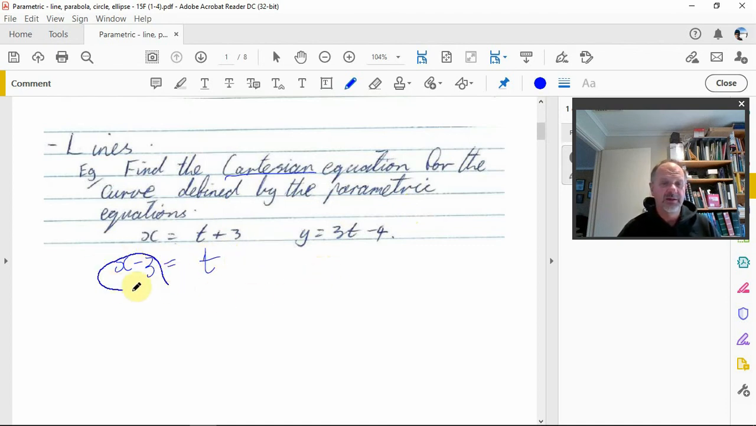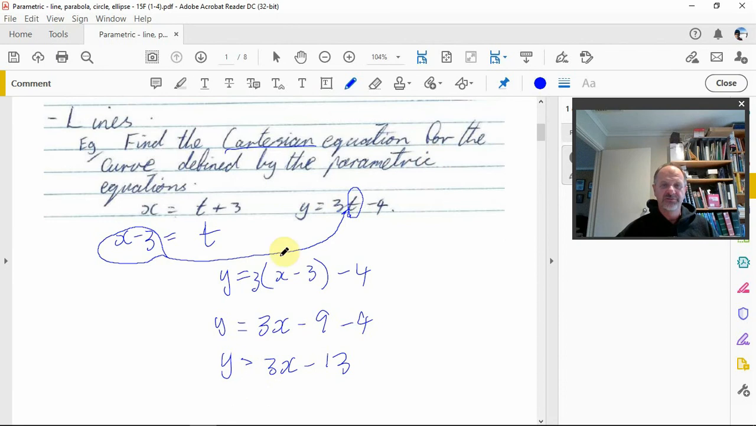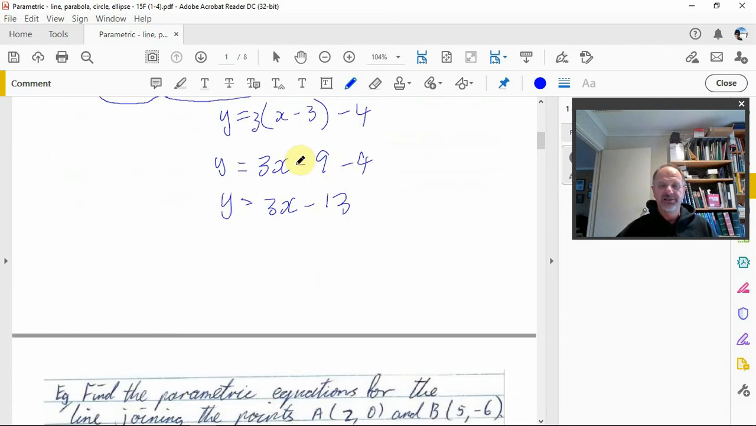And so then we can take that and substitute it in here for this t. So when we do that, you get y equals 3 times x minus 3, take 4, and then we expand that, 3x minus 9 minus 4, and so y is equal to 3x minus 13, I believe. So the Cartesian equation for this curve, straight line as it is, from these two parametric equations is y equals 3x take 13. So that's if we've got parametric equations and we want to find the Cartesian.